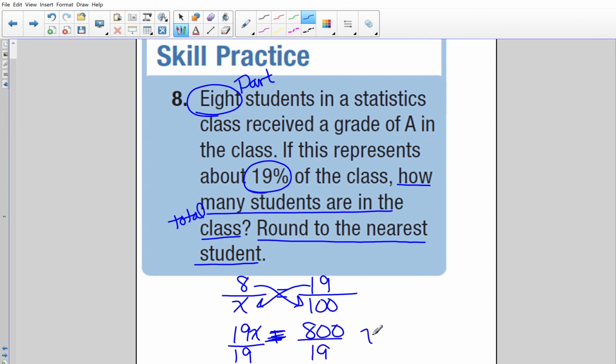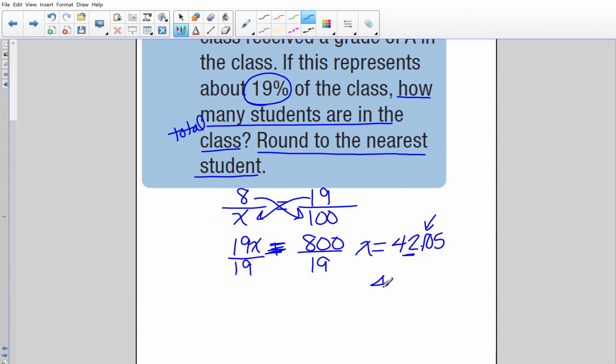And what we get is x is equal to, let's see, 42.105, etc., right? So if I want the nearest student, they're talking whole number here, 2. Is that 1 big enough to push it up? No. So what we have is 42 students. You want to be careful because I know on the test, midterm 3, it'll ask you a question about rounding it to the nearest whole person or whole number. So this is kind of that idea.